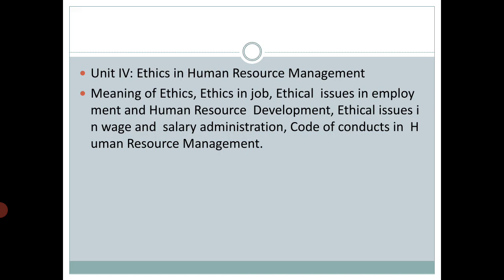Look at what contents are in it: meaning of ethics, ethics in job, ethical issues in employment and human resource development, ethical issues in wage and salary administration, code of conduct in human resource management.